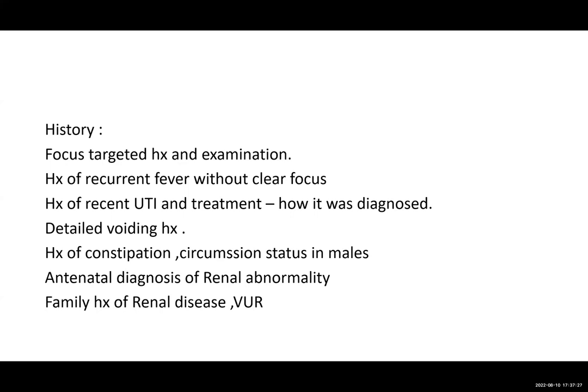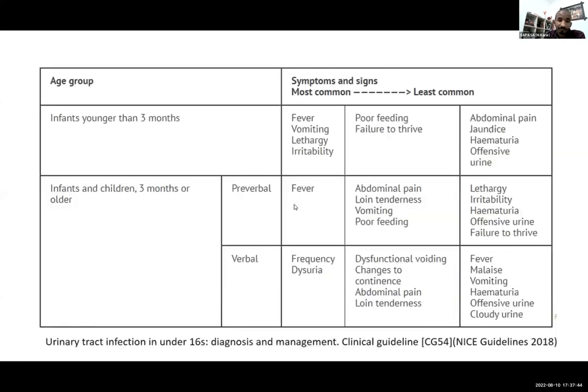In areas where there is antenatal diagnosis, especially in neonates, we need to ask about the prenatal scan, if there is any renal abnormality. And we need to ask about family history of renal disease and other children with VUR, because there is a genetic predisposition.